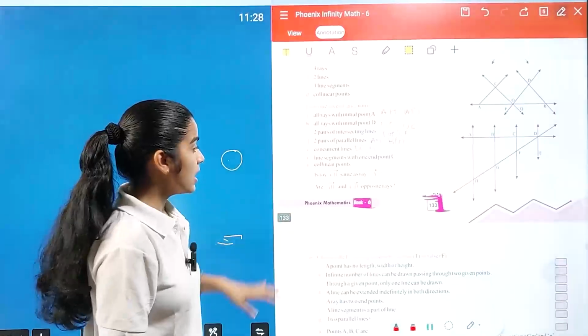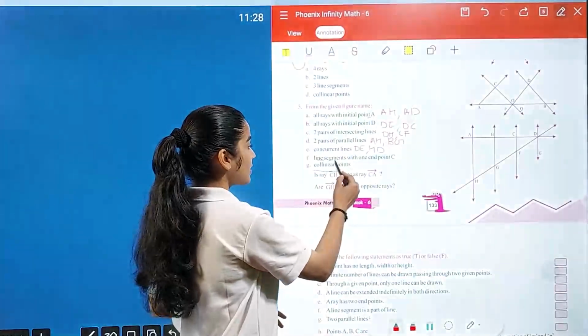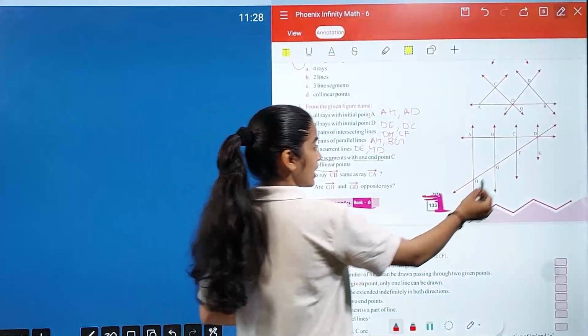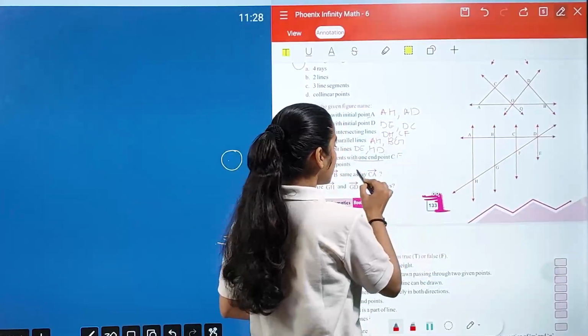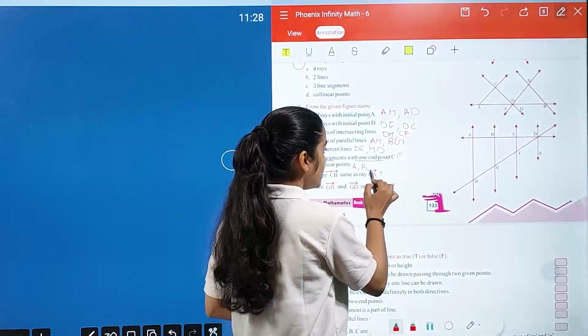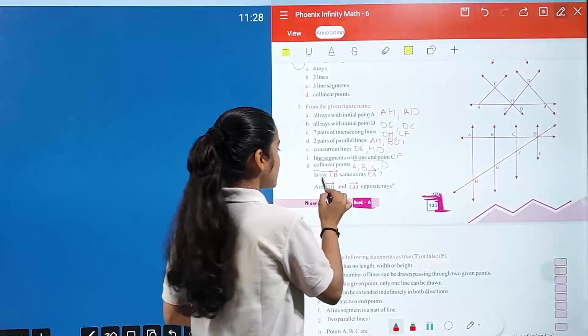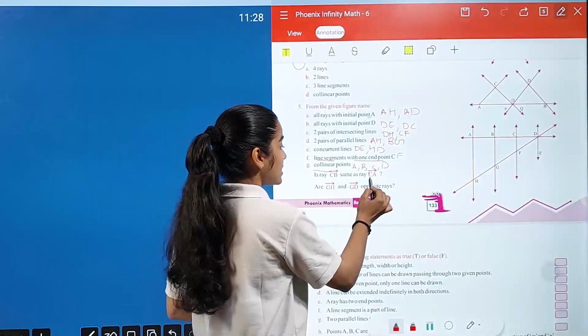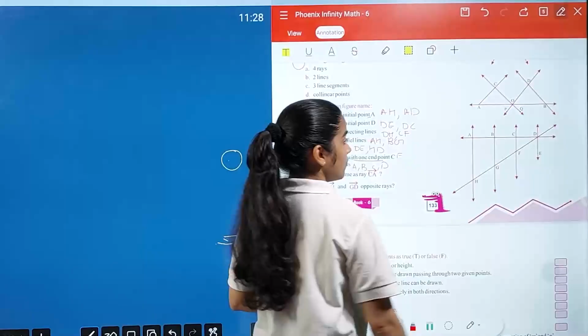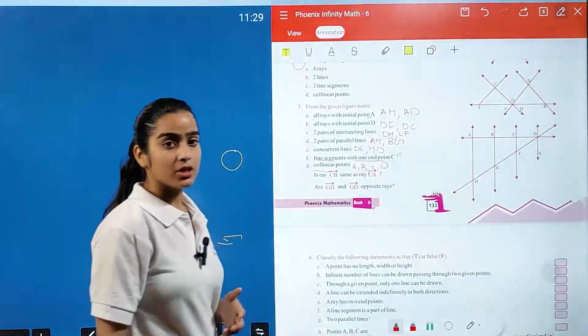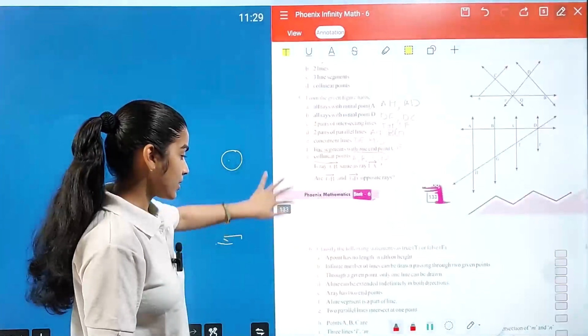So you can simply write your collinear points, line segments with the one end point C. So line segments with one end point C we have CF. Collinear points we have A, B, C, and D. Is ray CB same as ray CA? C, B and C, A. We can say that because in both the cases the initial point is C, so you can explain it.